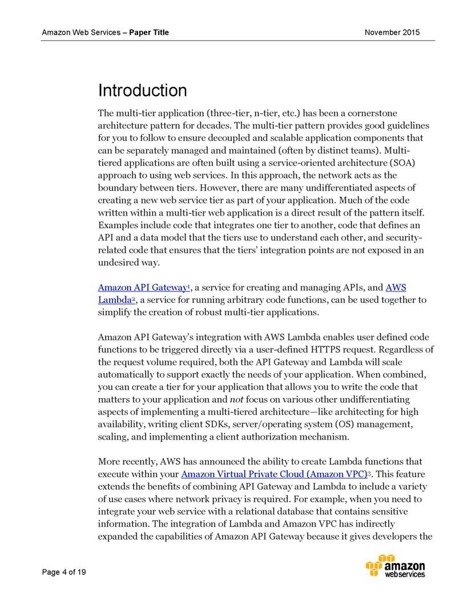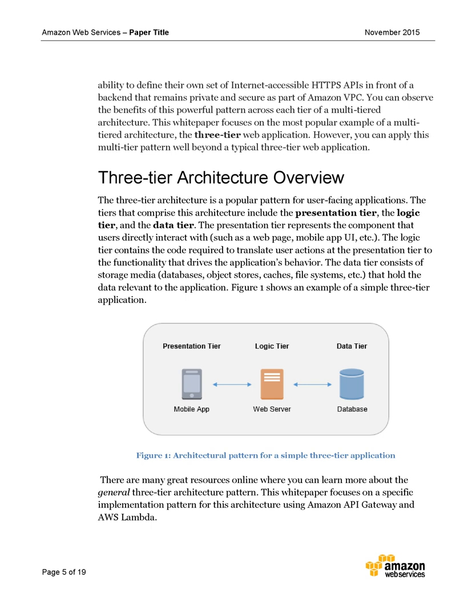More recently, AWS has announced the ability to create Lambda functions that execute within your Amazon Virtual Private Cloud, Amazon VPC. This feature extends the benefits of combining API Gateway and Lambda to include a variety of use cases where network privacy is required. For example, when you need to integrate your web service with a relational database that contains sensitive information. The integration of Lambda and Amazon VPC has indirectly expanded the capabilities of Amazon API Gateway because it gives developers the ability to define their own set of internet-accessible HTTPS APIs in front of a backend that remains private and secure as part of Amazon VPC.